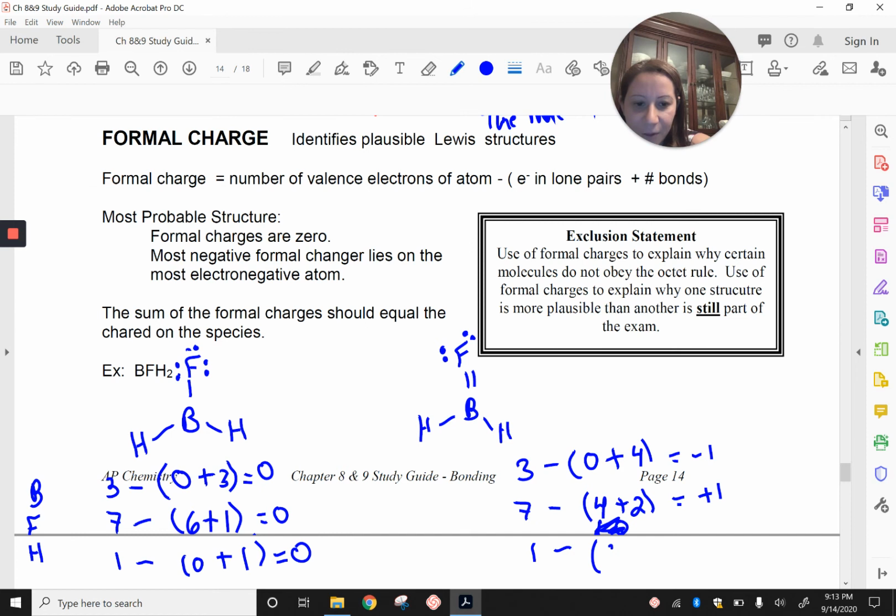There we go. So no lone pairs. And then how many bonds? Just 1. So 1 minus 1 is 0. So let's take a look at these numbers. Which one is the correct structure?